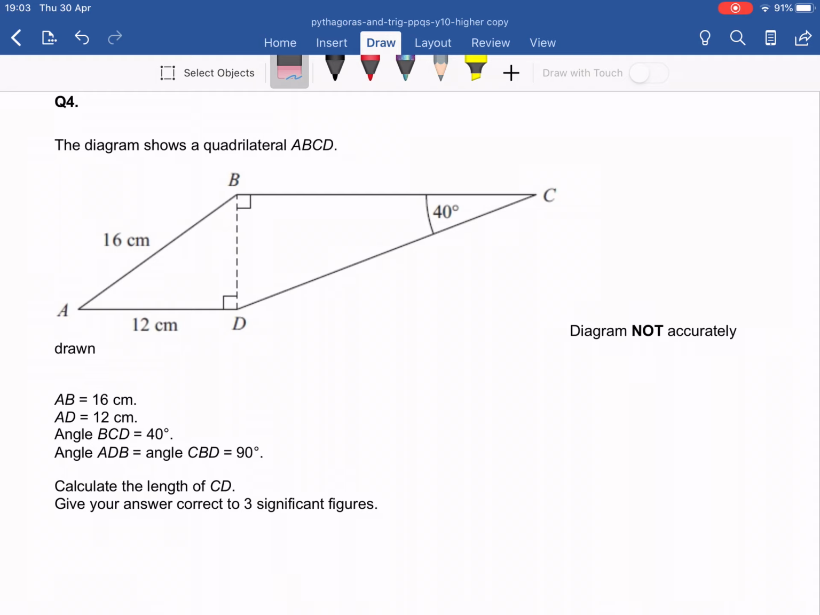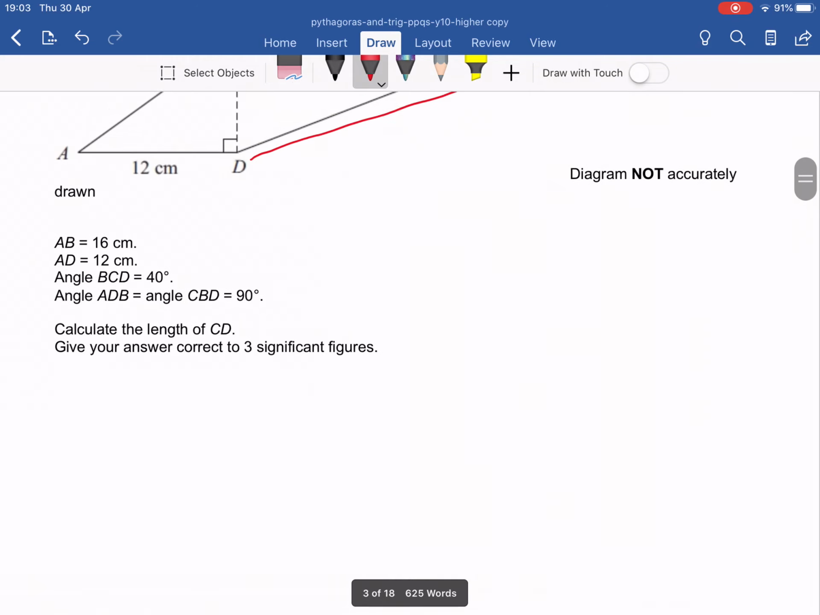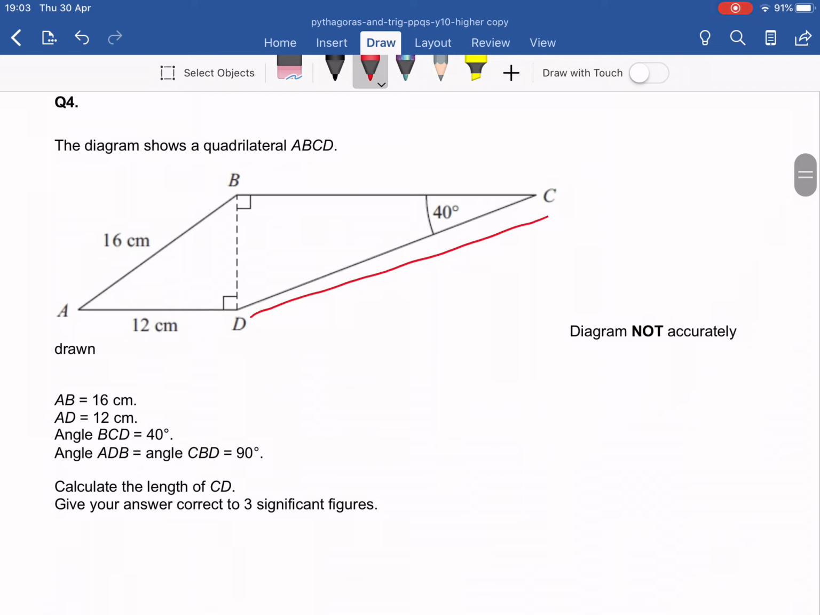It's asking me to calculate the length of CD, that side. It wants me to give my answer correct to 3 sig figs. That's another indication that I need to use my calculator for that degree of accuracy. So I just scroll down to check. It's a 5-mark question, so obviously it's not just going to be one calculation and done. So let's formulate a plan, because there is always a plan.